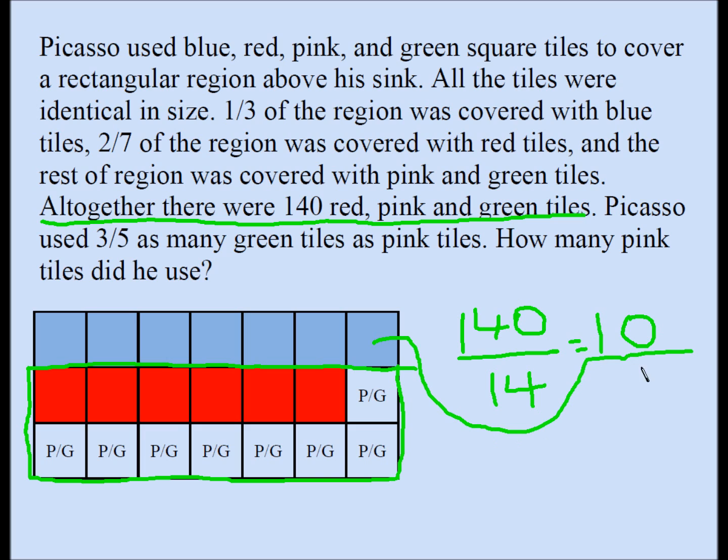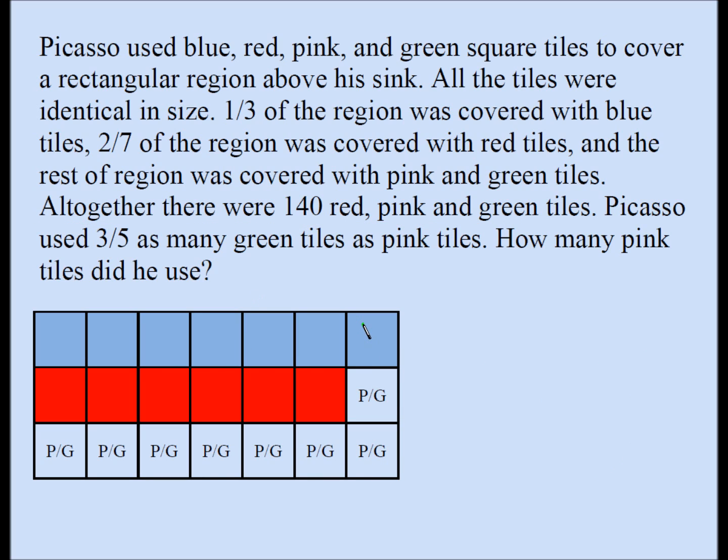And again, a critical step, you want to make sure you get it. Each square has 10 tiles. How did I do that? The question says all the red tiles, pink tiles, and green tiles add up to 140, and according to my picture, 14 squares have red, pink, or green tiles. So I take 140 divided by 14, I get 10. Let's erase all that. That's a very key step or key conclusion.